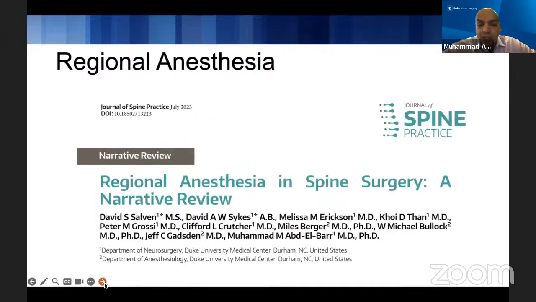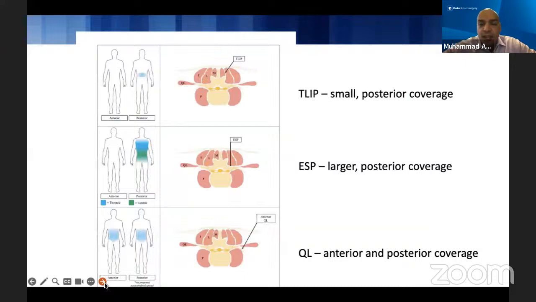If we talk about regional anesthesia, I think for the neurosurgeons on the call, this is something that I actually had no idea about. Our orthopedic colleagues have a better understanding of this because they do this with their hips and knees and so on. We recently wrote a paper about regional anesthesia. We've done three main blocks, and these are really important to ensure post-operative analgesia for your patients.